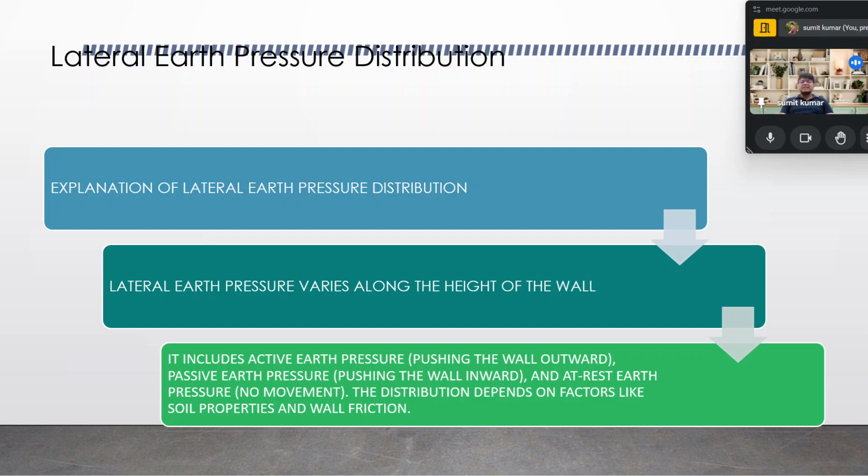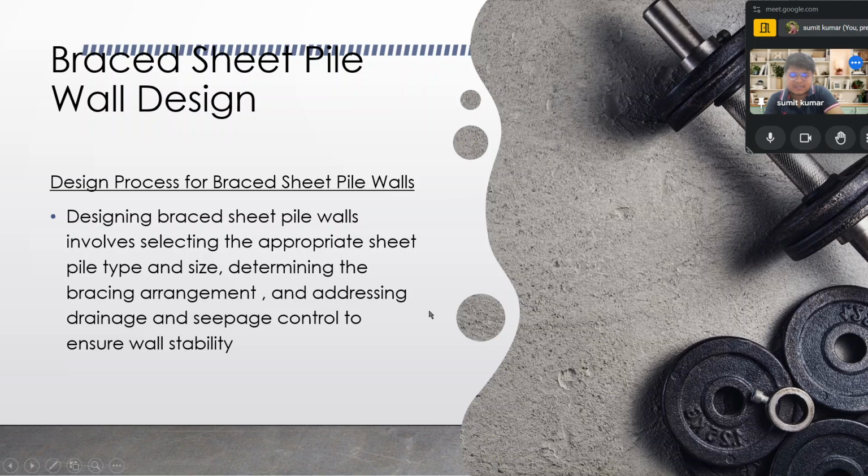The next one is the at-rest earth pressure, in which no movement is permitted, and the distribution depends on factors like the soil property and wall friction. So as we have said, as we go deep down, as we vary with the length, maybe the soil property varies, like a stratified soil layer will be there, like the property of the soil above or below a specific distance will vary. So that will result in a different type of earth pressure.